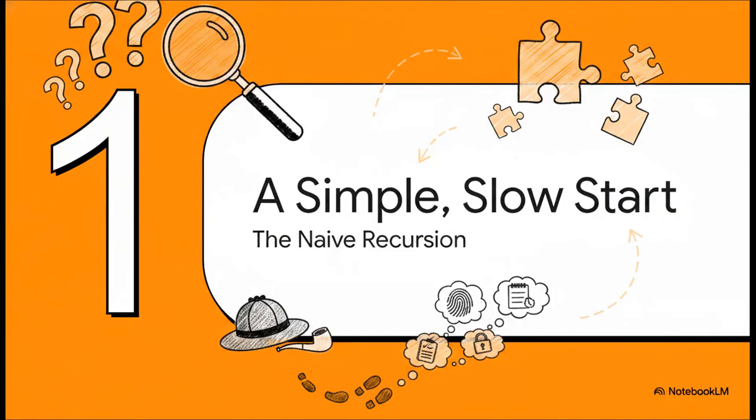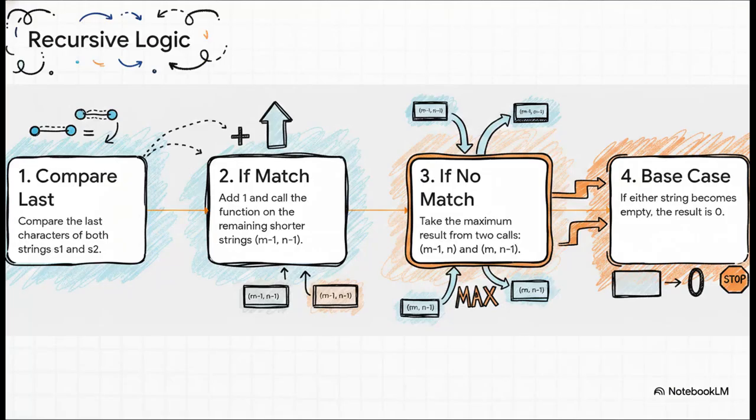So, a natural way to approach this is recursively. You can think of it like a detective breaking a huge case down into a bunch of smaller, simpler clues. We basically define the solution to our big problem in terms of solutions to smaller versions of the very same problem. Here's the logic, laid out plain and simple. We look at the very last character of both strings. If they match, awesome, that's part of our LCS. We add 1 to our count, and then we just do the whole thing over again for the strings without those last characters. But if they don't match, now we have a choice to make.